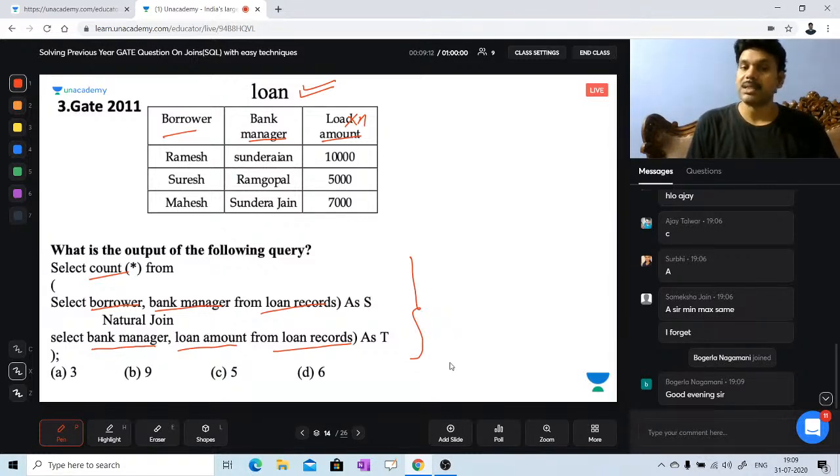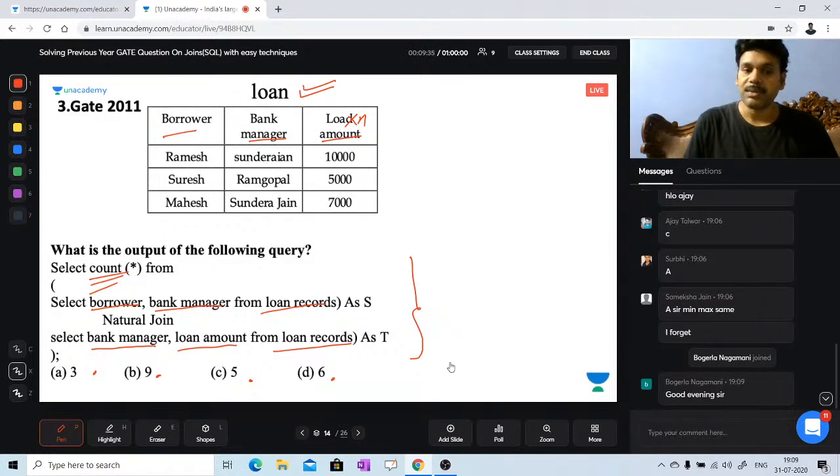Now you need to understand carefully what the natural join gives. The number of rows is being considered as the count only. So he's asking what will be the count. Either 3 rows you will get, or 9 rows, or 5 rows, or 6 rows.